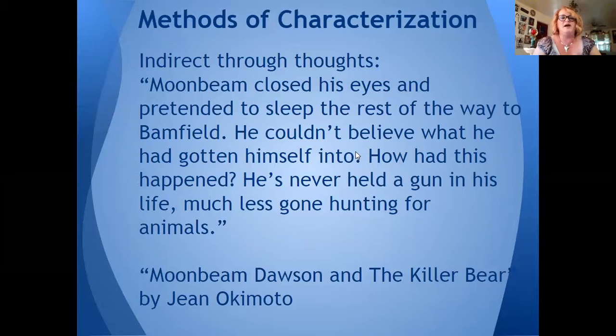All right, so this is an indirect one we're going to see here. Moonbeam closed his eyes and pretended to sleep the rest of the way to Bamfield. He couldn't believe what he had gotten himself into. How had this happened? He's never held a gun in his life, much less gone hunting for animals. And then it tells us Moonbeam, Dawson, and the killer bear.